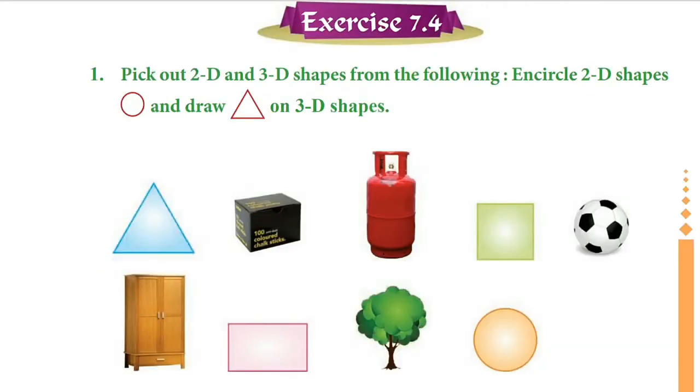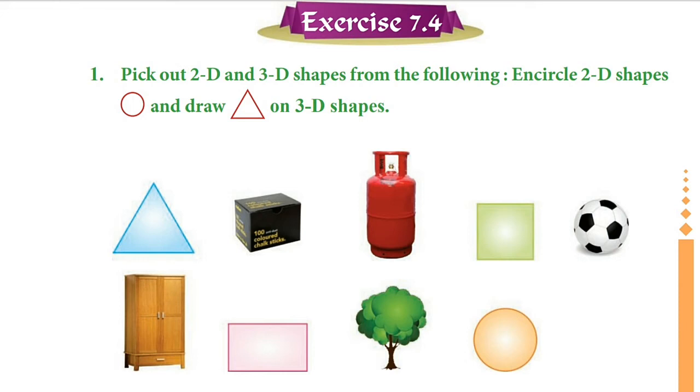Now let's start exercise 7.4. Here first, pick out 2D and 3D shapes from the following. Encircle 2D shapes with a circle and draw a triangle on 3D shapes, right? Let me tell you what 2D and 3D shapes are. 2D shapes are those shapes which occupy only area, right? And the figures which occupy area as well as volume are called 3D shapes.